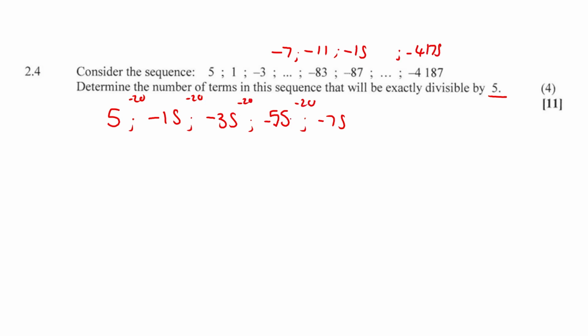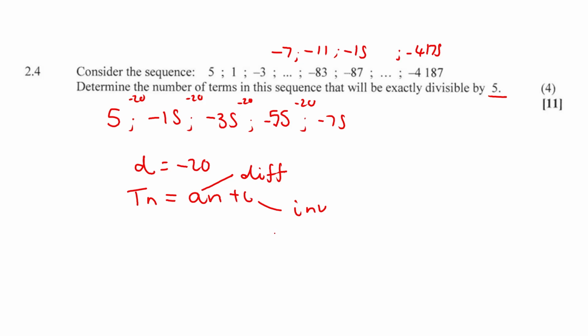So let's actually put pen to paper. So look, our common difference is going to be negative 20. Tn, let's use this method here. Tn is equal to an plus c, whereby a in this equation represents the common difference and c represents the invisible first term. A few of you may have learned this when you were in grade 10 or grade 11. So let's go through it. So the difference is going to be negative 20. So Tn is equal to negative 20n plus c.